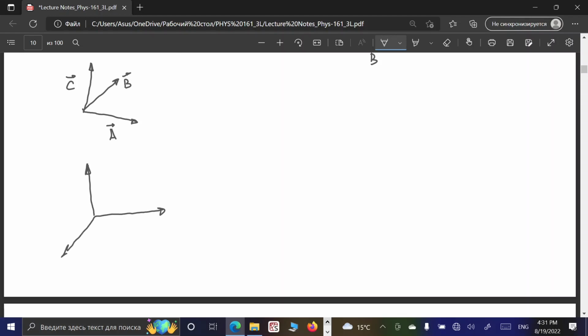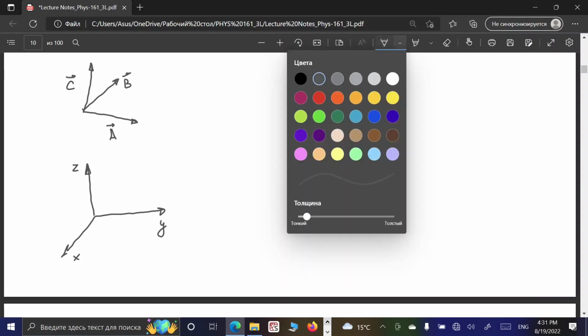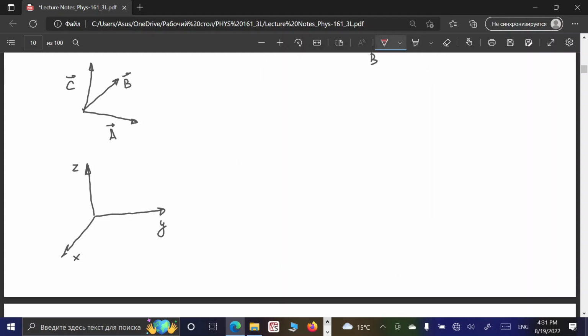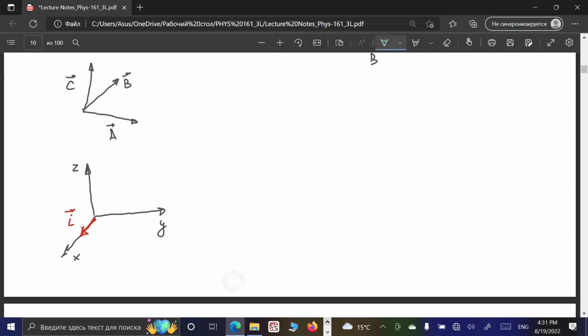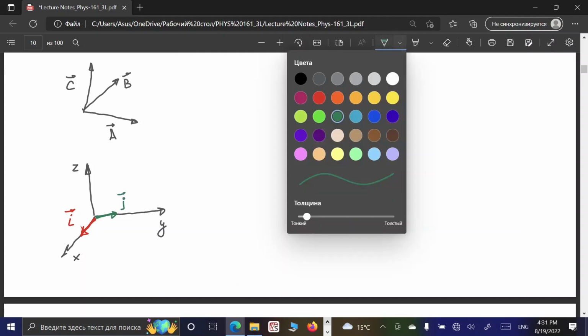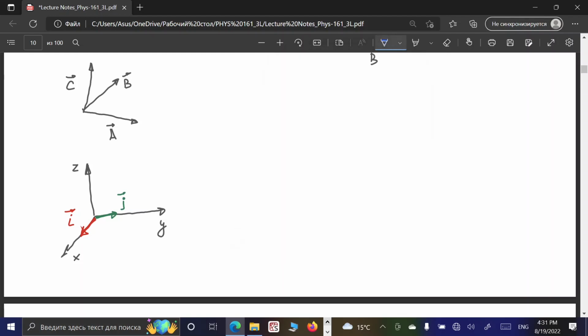Will be x, y, and z. Let us make it colorful. So here we have unit vector i, unit vector j, and unit vector k.